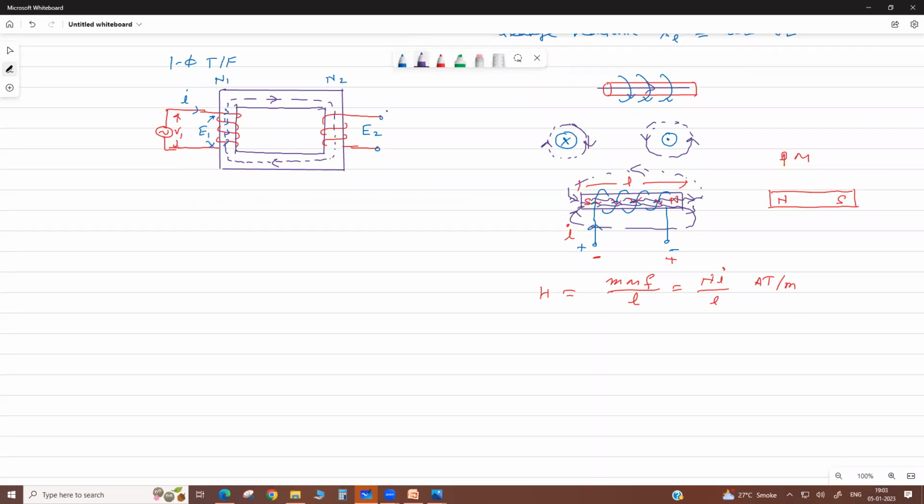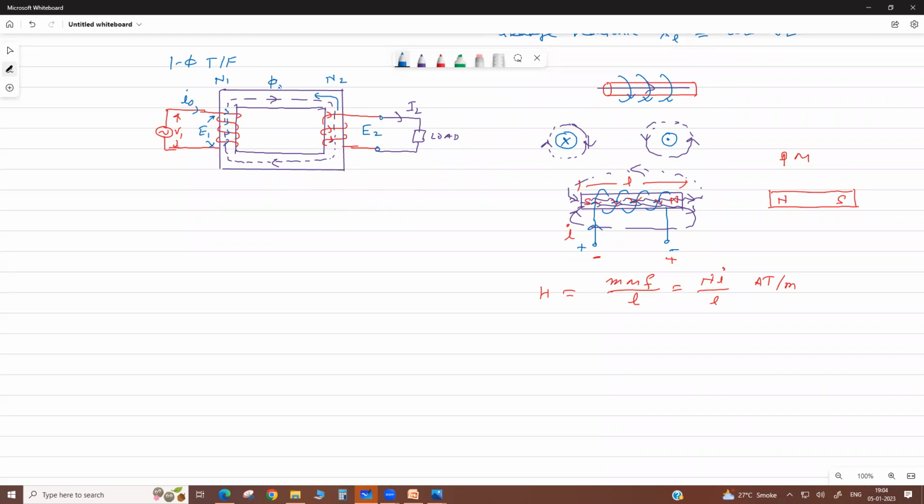Now if we connect a load here, at load condition, there is a load current I2, the secondary current. This is the direction of current, on this side. So again here you apply the right hand rule. Due to this I2 current, another flux is set up in the core, which opposes. At no load, there is a no load current, which produces this flux phi naught.